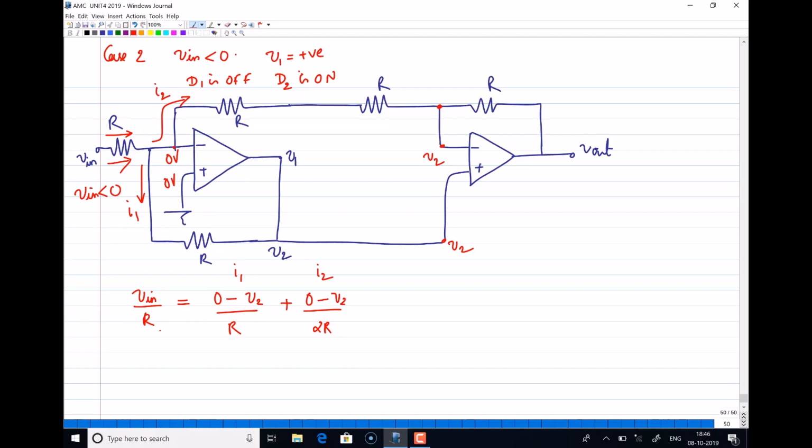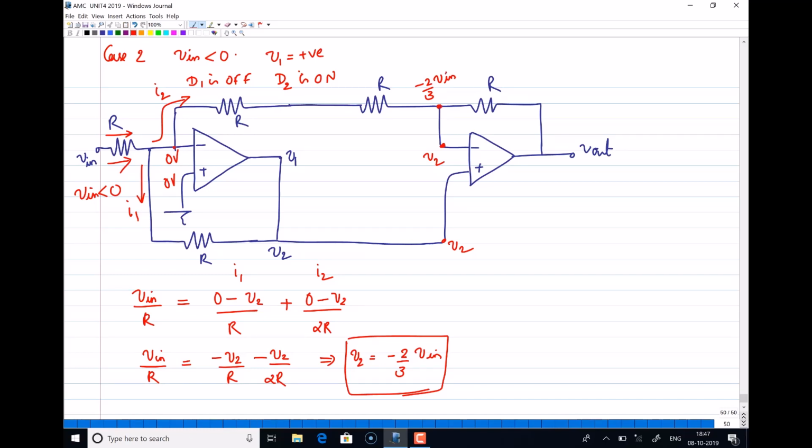So from this, if I write an expression for V2, let me write it this way: V in by R is equal to minus V2 by R minus V2 by 2R. If I take these things, this will give you V2 as minus 2 by 3 into V in, because you can cancel the R terms. So this is V2. Now this is the voltage actually coming here. So what is the V2 voltage? V2 voltage is minus 2 by 3 into V in, right?